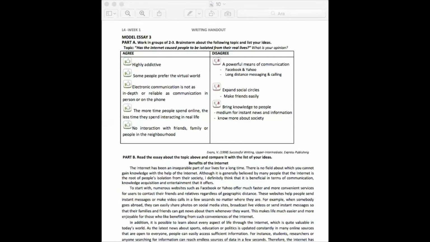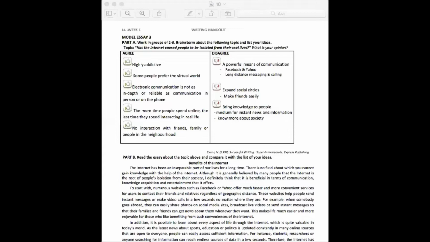Here are some examples. If you agree with the idea that the internet has caused people to be isolated from their real lives, you may say it's highly addictive. Some people prefer the virtual world. Or electronic communication is not as in-depth or reliable as communication in person or on the phone. The more time people spend online, the less time they spend interacting in real life. So it leads to no interaction with friends, family, or people in the neighborhood.